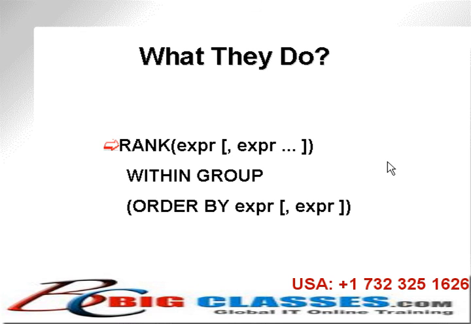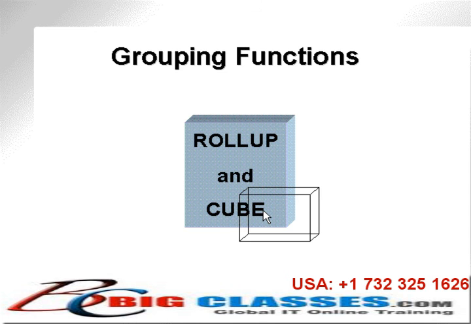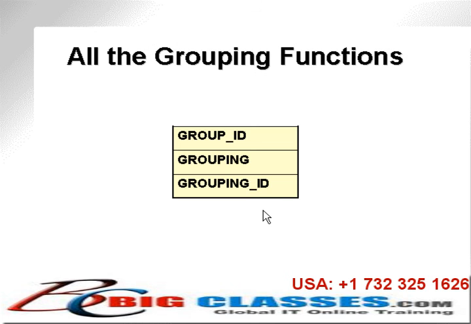This is how the rank function is used syntactically. It takes an expression, is executed within a group, and can be ordered by an expression. The grouping functions, as applied in the rollup and cube clauses of the group by clause, are namely group ID, grouping, and grouping ID. Group ID does filtering, grouping distinguishes between groups, and grouping ID searches for a grouping level.